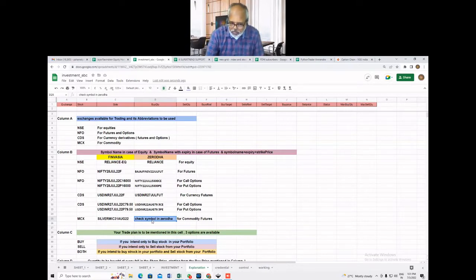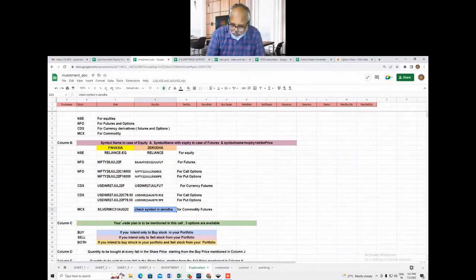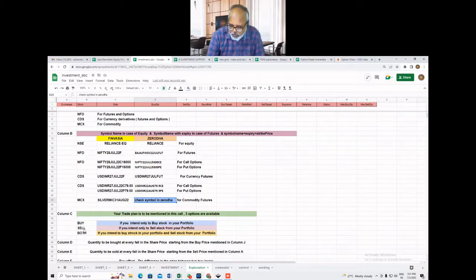Column C stands for the trade plan that you are mentioning in this cell. There are three options available. One is buy, that is if you intend only to buy a stock in your portfolio. Then sell, if you only intend to sell the stock from your portfolio. And both, if you intend to buy the stock in your portfolio and also sell the stock from your portfolio. So if you're planning to do both, you have to write both. If you only want to buy, you have to write buy, and if you only want to sell, you have to write sell.